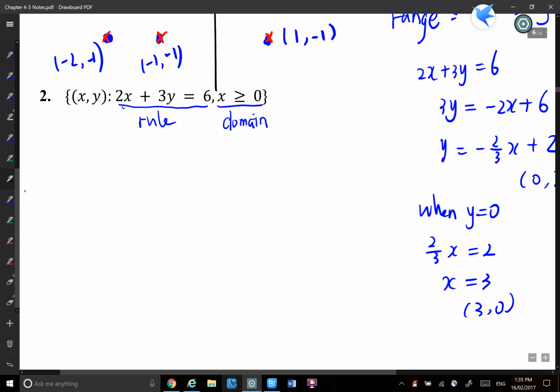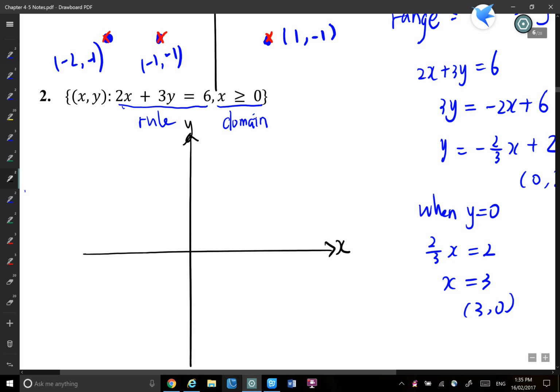Okay, that's a normal linear, but with restrictions on the domain. So I can't have a full straight line. I will have part of the straight line. So let's label those 2 points on the graph first. I have 0, 2 here, and I have 3, 0 here. If it's the full graph, that will look like this.